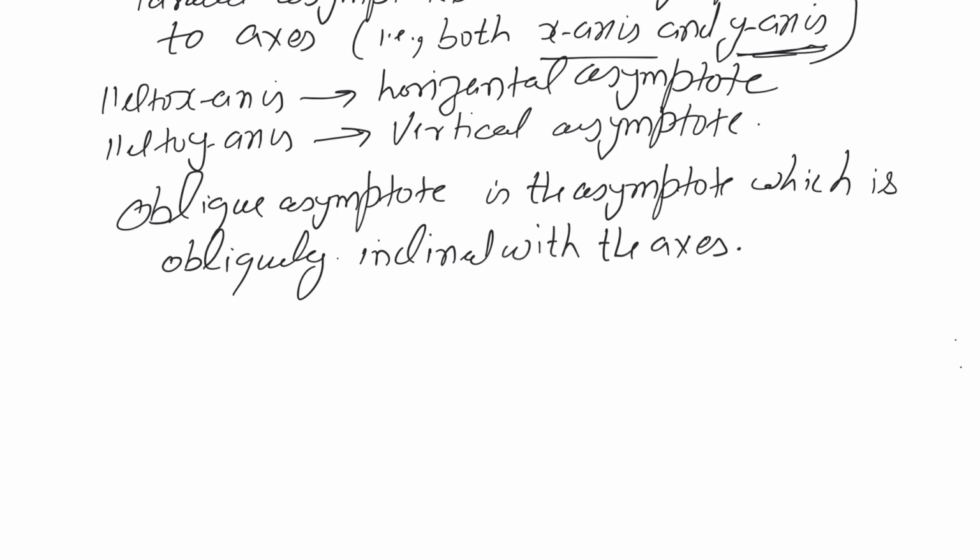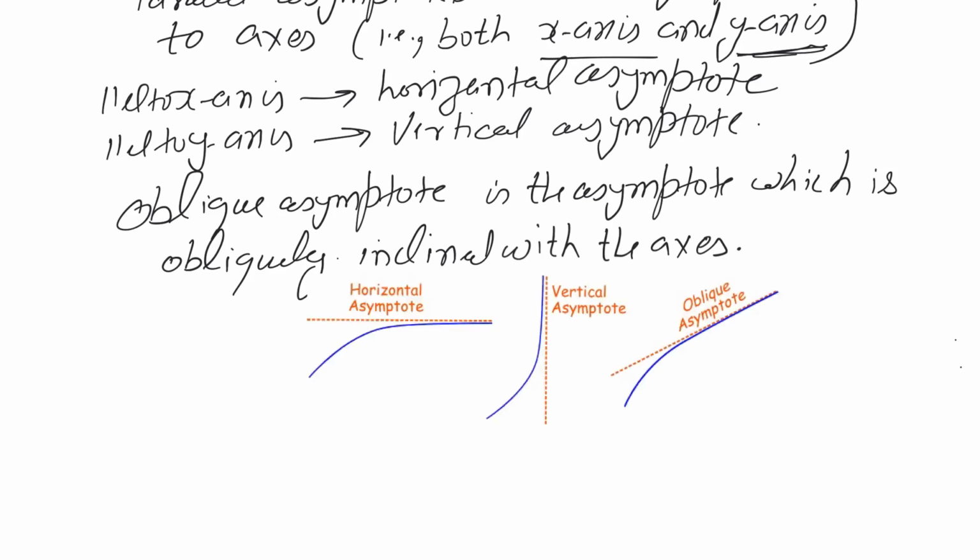So this concept is verified through the figure which is given as, in this figure, this one is horizontal asymptote because this is parallel to x-axis, and this one is vertical asymptote because this one is parallel to y-axis, and this one is obliquely inclined at some angle with the axis. So this asymptote is known as oblique asymptote. So these two are parallel asymptotes. This one is an oblique asymptote.